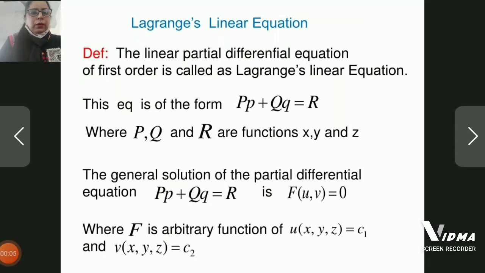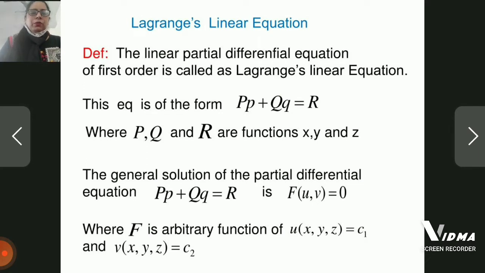Today I am going to tell you something about Lagrange's linear equation. First of all, we have to check the definition of Lagrange's linear equation. The linear partial differential equation of first order is called Lagrange's linear equation. This equation is of the form Pp plus Qq is equal to R, where capital P, capital Q and capital R are functions of x, y and z.